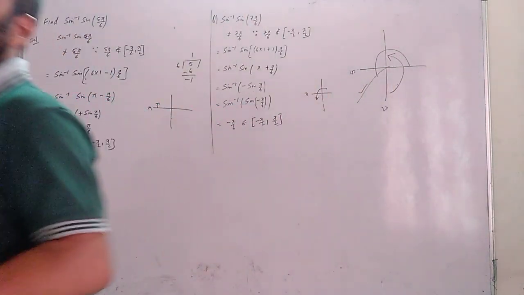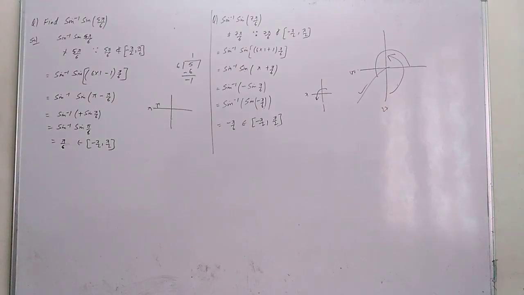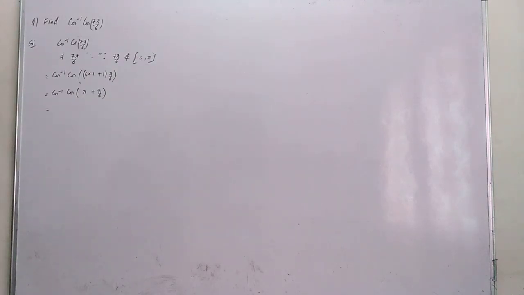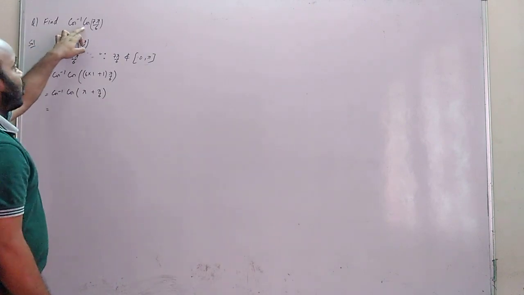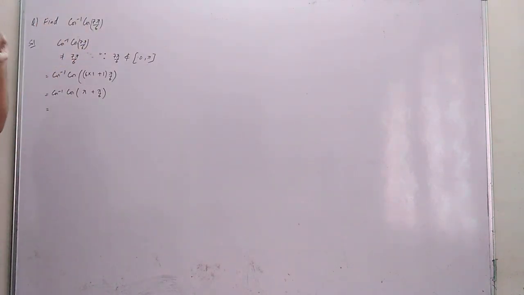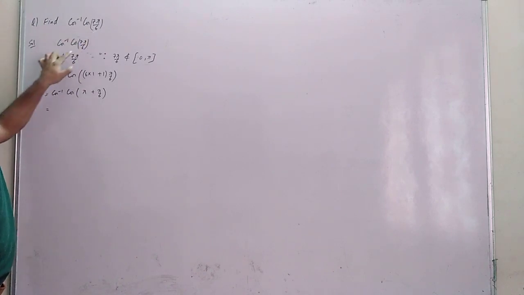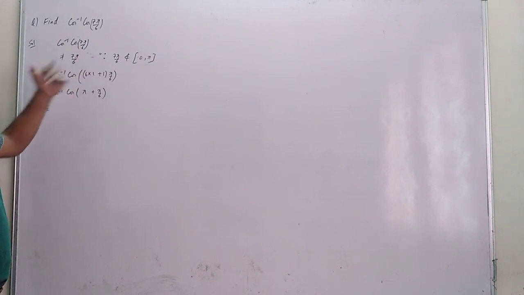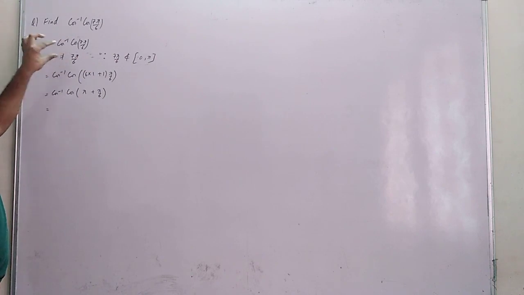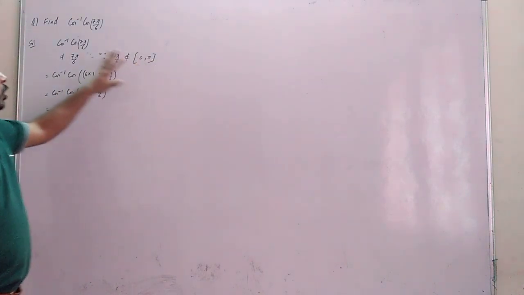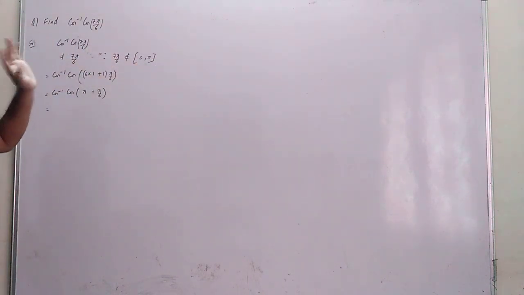Okay. Now similarly, next question. Cos inverse of cos 7 pi by 6. Again there is a formula. Cos inverse of cos x is x. So the answer should be equal to 7 pi by 6. But whatever answer you get, that should be inside the range of the inverse. So which inverse am I dealing with? Cos inverse. What is the range of cos inverse? 0 to pi. So we have to see, does 7 pi by 6 belong to 0 to pi?